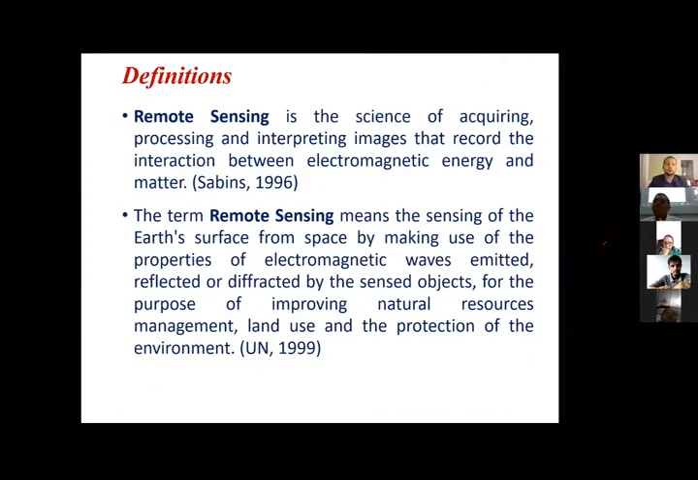To come to the most popular definitions we have for remote sensing, one of them was given by Sabins in 1996, which says that remote sensing is the science of acquiring, processing, and interpreting images that record interaction between the electromagnetic energy and matter. Another popular definition, given by the UN in 1999, tells remote sensing is nothing but the sensing of the Earth's surface from space by making use of properties of the electromagnetic waves emitted, reflected, and diffracted by the sensed object for the purpose of improving natural resource management, land use, and protection of the environment.